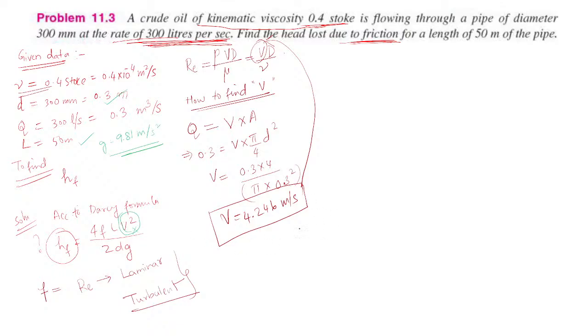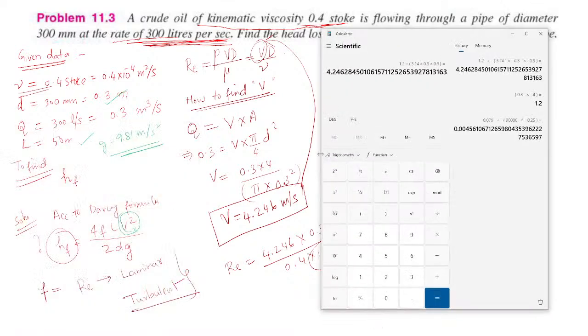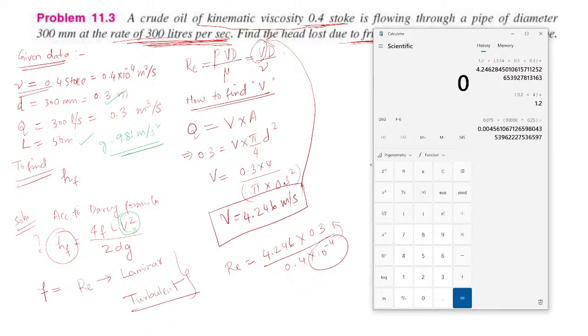Now to find that value, as I have mentioned here, let's substitute back into this equation and obtain the Reynolds number. Meanwhile, if you have any doubt, drop it in the chat box. Again we need to do our calculations. So 0.4 into 10 power minus 4. In that case, I'm just going to keep this one on the numerator side. Let me recalculate this one.